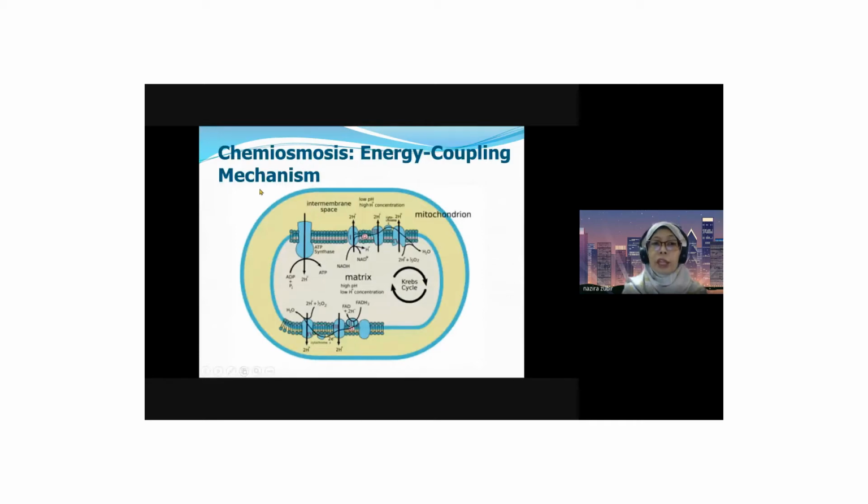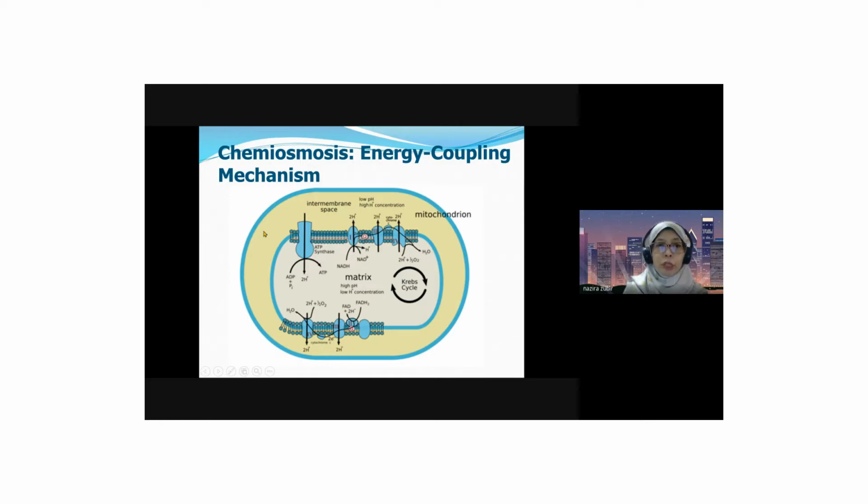Now we're going to take a look at the chemiosmosis or energy coupling mechanism. When we talk about the energy coupling mechanism, this involves the movement of hydrogen ions or protons and the synthesis of ATP at the special pump, which is known as ATP synthase. That is the energy coupling mechanism. And it also involves the electron transport chain, which is located at the cristae part of the mitochondria.